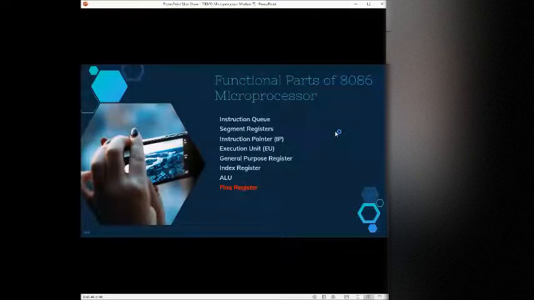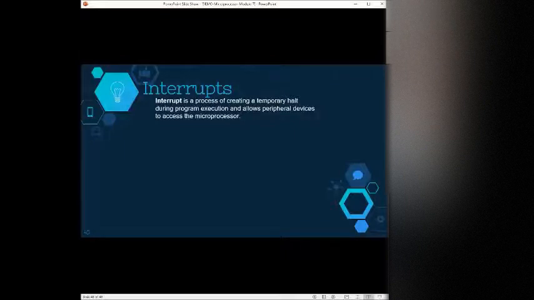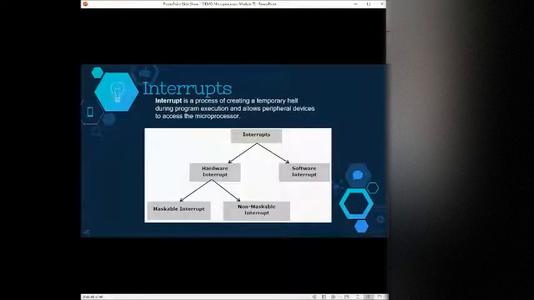Next, we have the interrupts. An interrupt is a process of creating a temporary halt during program execution and allows peripheral devices to access the microprocessor. We have two types, the hardware interrupt and the software interrupt. Under hardware interrupts, we have the maskable interrupt and the non-maskable interrupt.